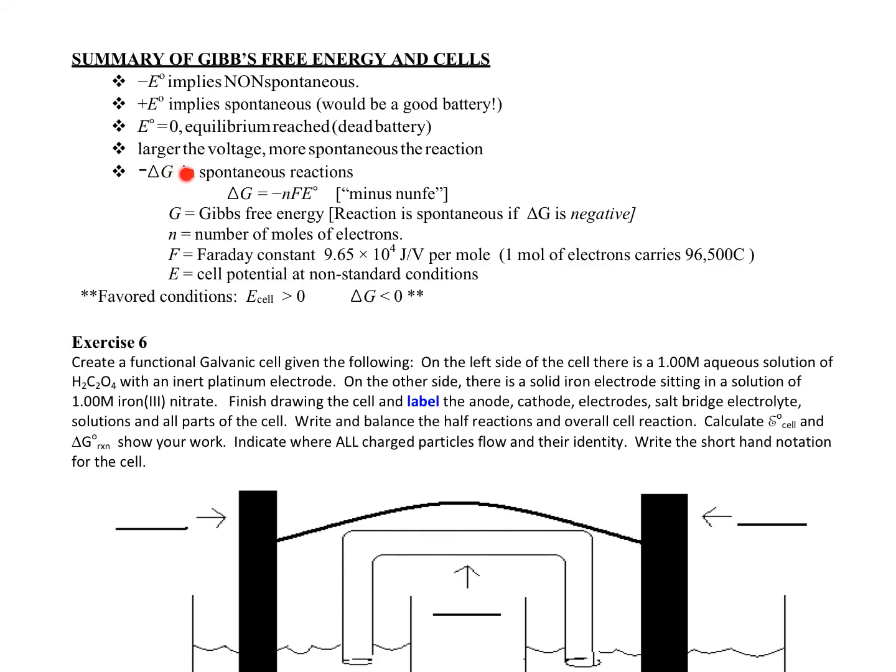For our delta G, negative means spontaneous. Delta G is minus nFE. We use all of our little variables in here. So our favored conditions are when our E cell is greater than 0 and our delta G is less than 0. To practice bringing this all together, exercise 6 is going to be your homework.